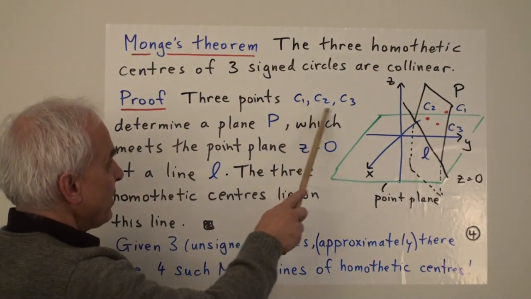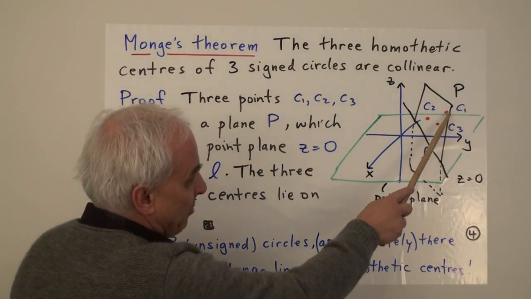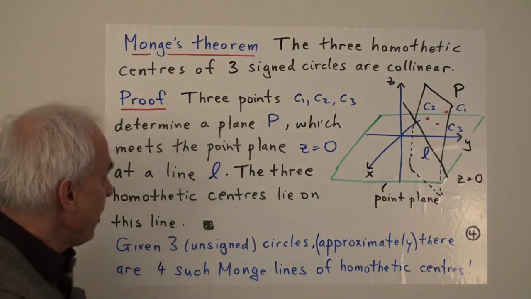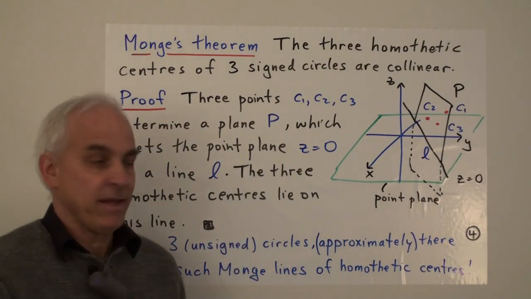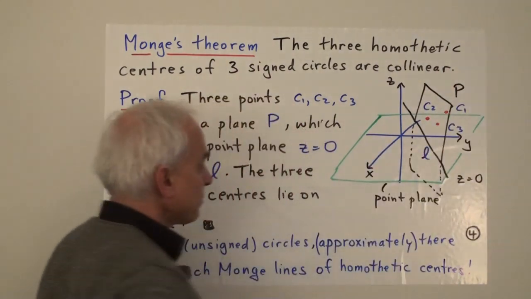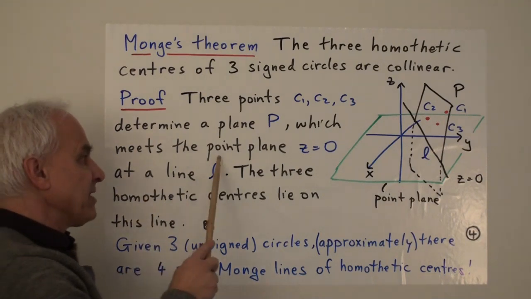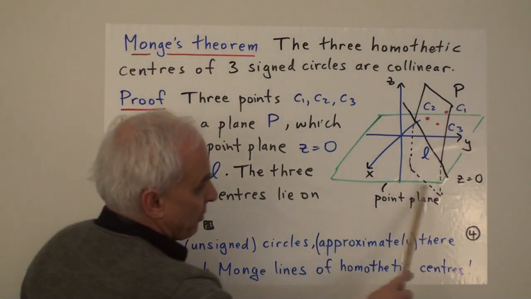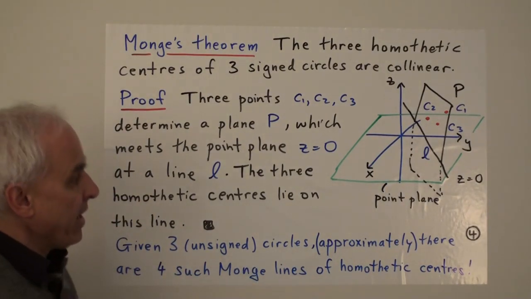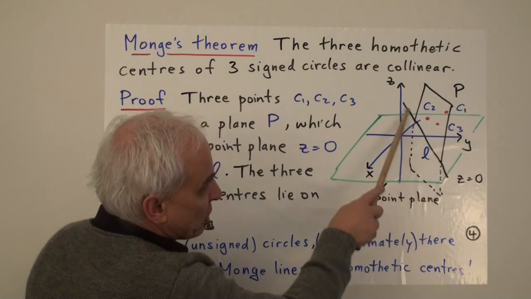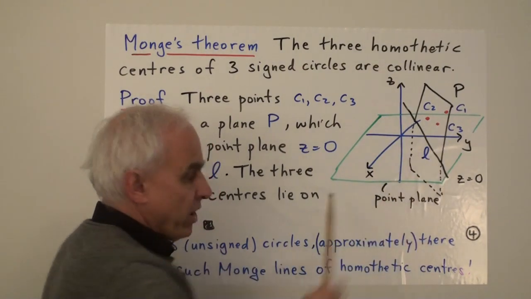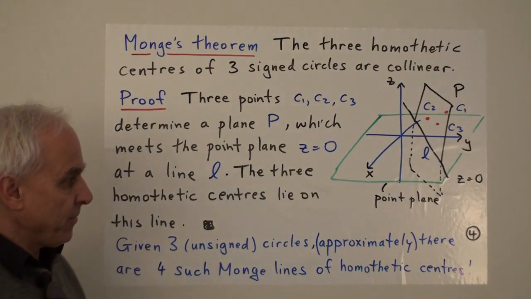So the 3 points C1, C2, C3, which I've represented here in our 3-dimensional space, those 3 points determine a plane P. All right? 3 points in general determine a plane. There it is right there. And this plane meets the point plane z equals 0, that's our green horizontal plane, in a line L. All right, so there's some line of intersection of the plane P with the point plane z equals 0.